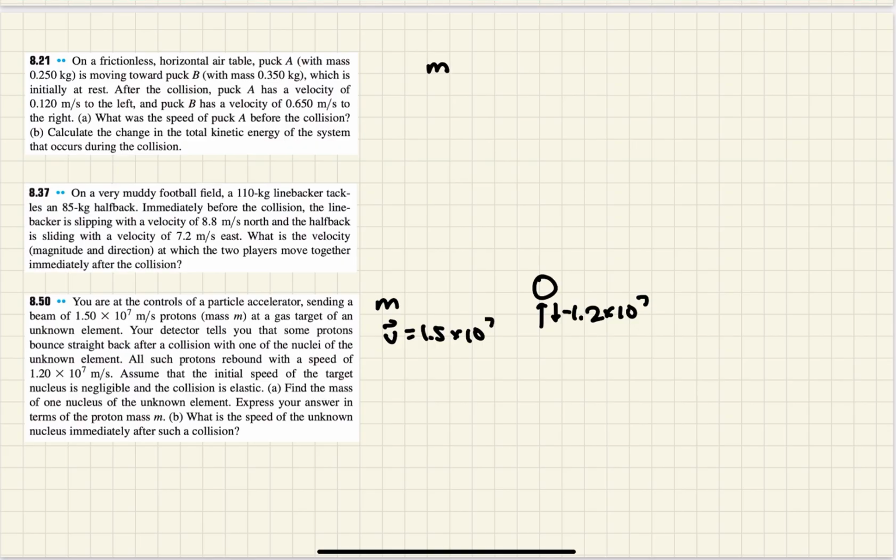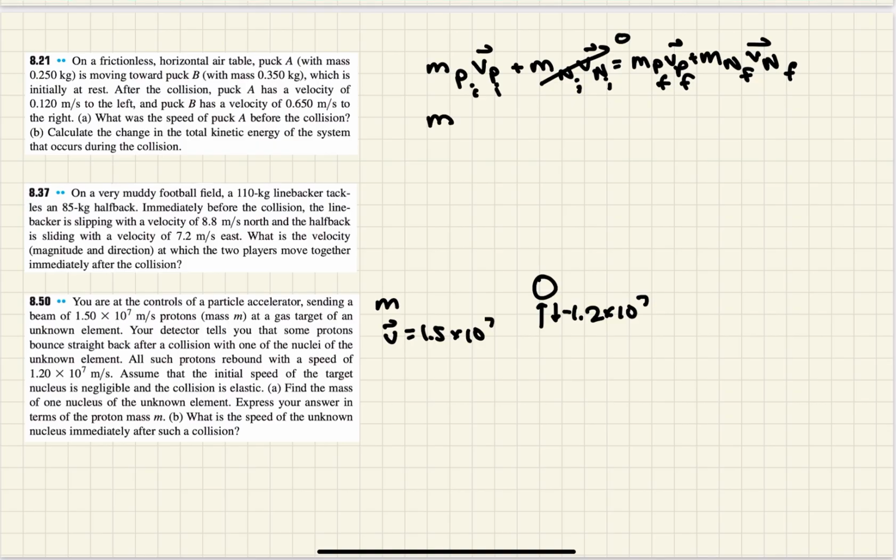So first things first, let's write out the momentum equation. We have m proton v proton plus m nucleus v nucleus is equal to m proton v proton plus m nucleus v nucleus, initial on the left and final on the right. Okay, we said that was negligible, so we can get rid of it.